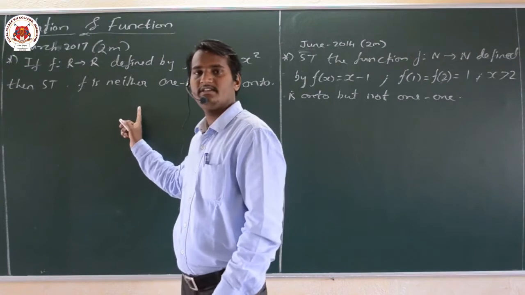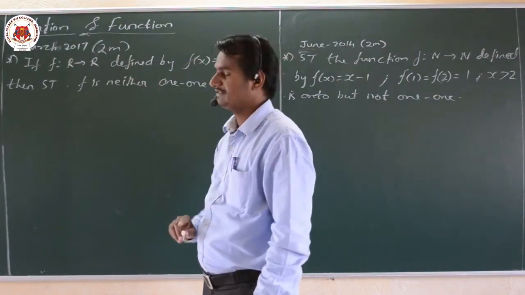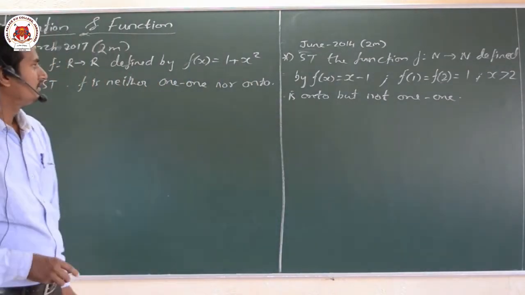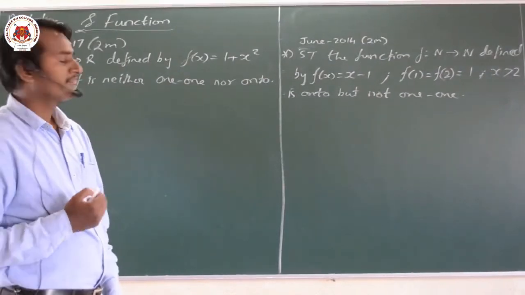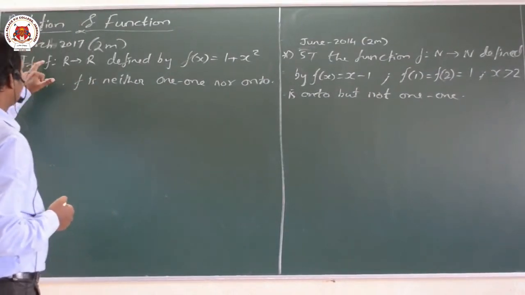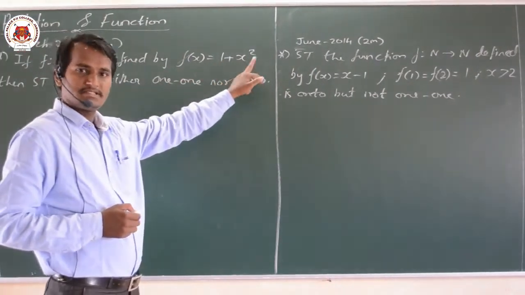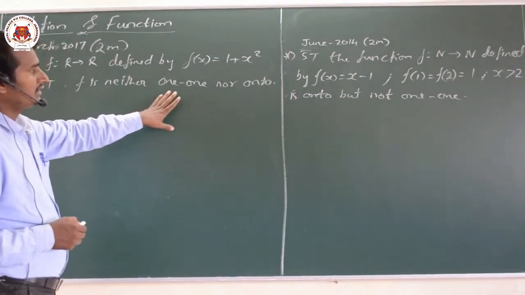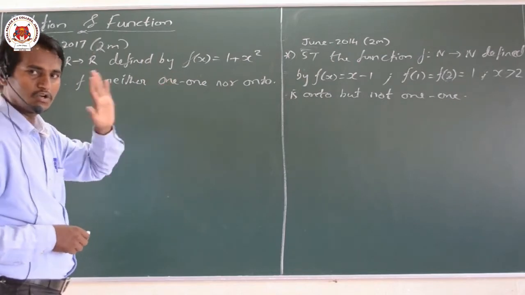This question was asked in the March 2017 annual exam question paper for 2 marks. It is a very simple question compared to our previous one. Already we had seen such types of questions in the last session. Let us observe here, we have the function f from R to R defined by f of x equal to 1 plus x square. Then show that f is neither one-one nor onto. Directly he is telling us to show that it is neither one-one nor onto.